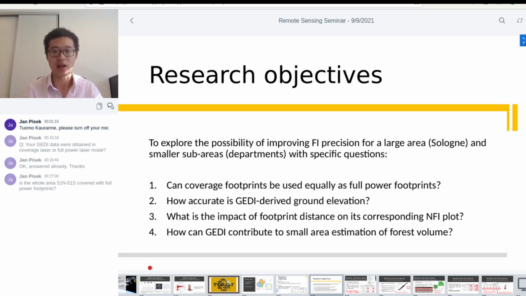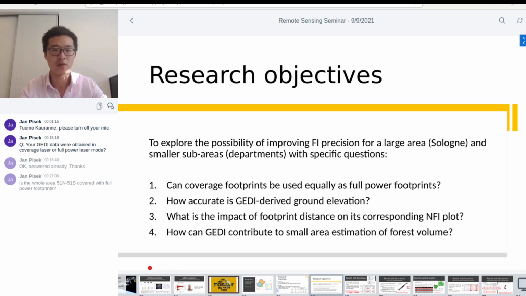So we want to see whether, because there are 2 types of GEDI footprints, the coverage footprints are equally usable as full power footprints. And we also want to assess how accurate GEDI elevation is compared to, for example, LiDAR elevation. And we want to see what's the impact of footprint distance on its corresponding NFI plot, which is connected by the KNN method. Last but not least, the most important one is to see whether and how GEDI can contribute to small area estimation of forest volume.